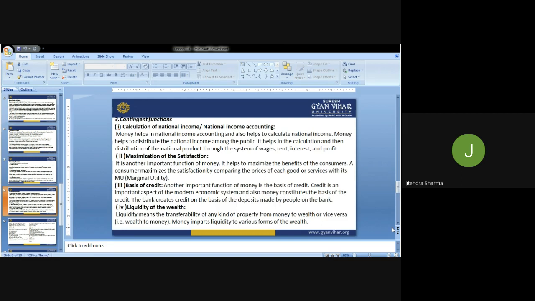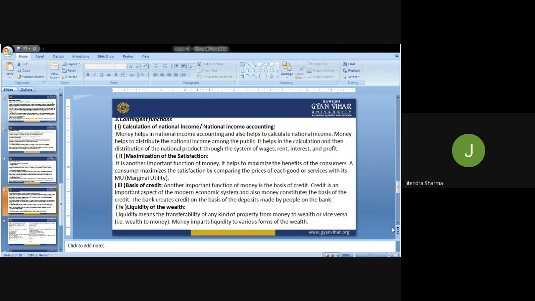You know that nowadays a country's credit is also being assessed by the IMF and other international financial agencies, which rate the credit of countries and place them in accordance with the credit they have. Then the liquidity of wealth, it's very important.